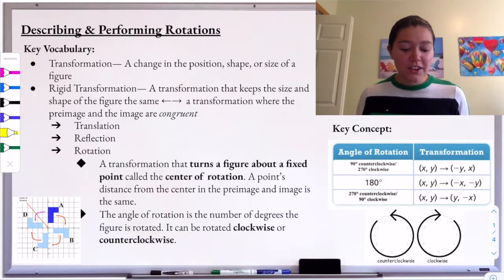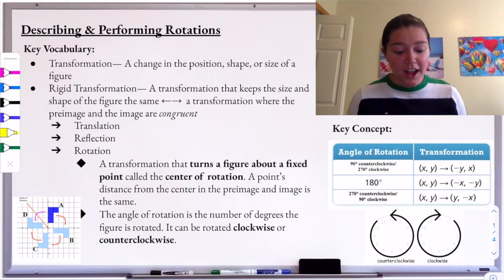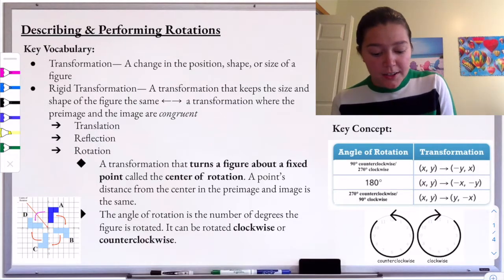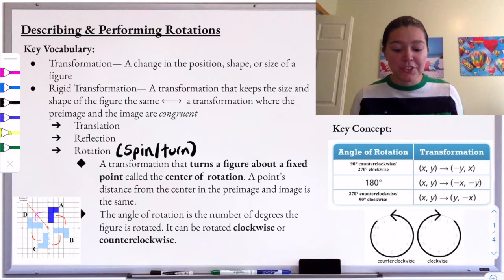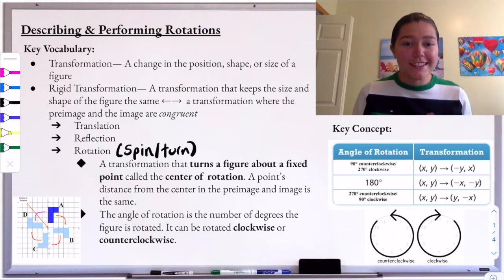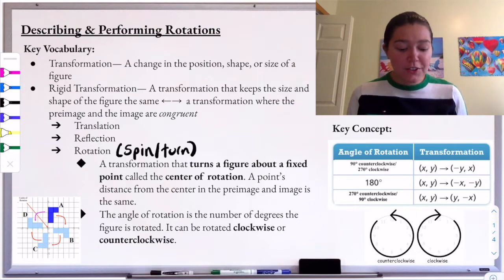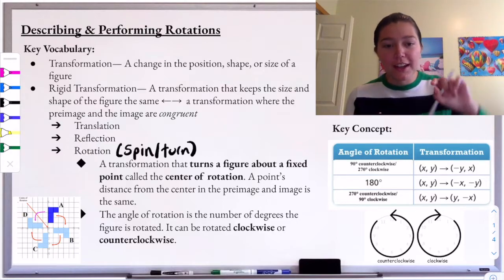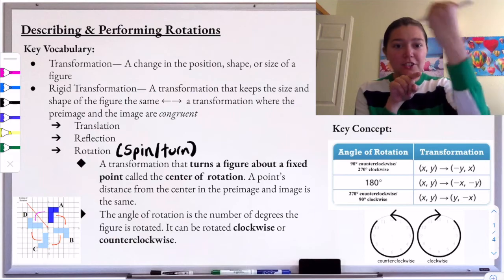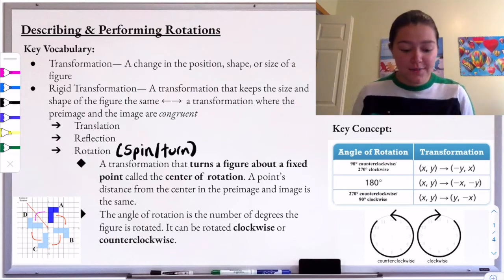So the definition of a rotation, it's a transformation that turns a figure about a fixed point called the center of rotation. So we already talked about how a rotation is like a spin or a turn. Okay, so we see now we are taking our figure and we're spinning it or turning it around a fixed point, which we call the center of rotation. Fixed point means it is staying fixed, it is not changing, it is staying there the whole time. So we have the one point and then our shape is rotating around it.